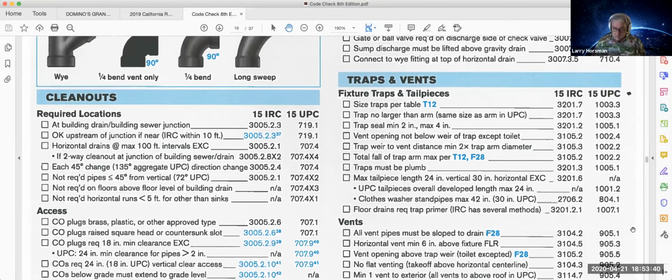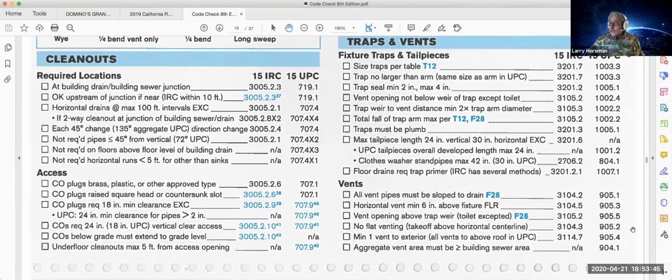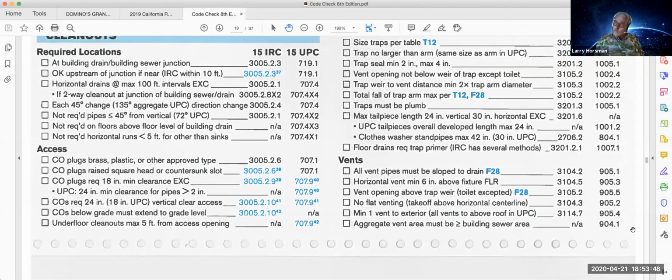Access: if you put in a clean out, you're required to have access to the clean out, and that includes the clean out shouldn't be too close to the perimeter foundation walls. So you need to be able to get to it. It's supposed to be above the flow line. I think I showed you in class, the guy that was putting in the clean outs that were catching the flow. That's not good.